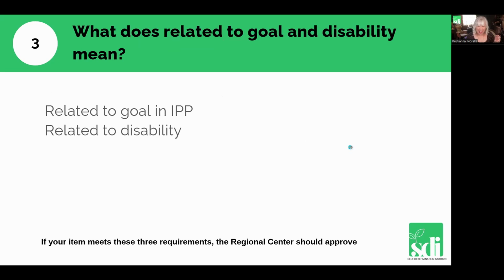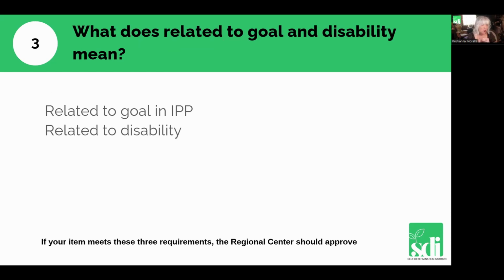Okay. And the third thing they have to check, and you're going to get to the point where you're going to check these in your mind as you're doing your spending plan all the time: what does related to goal and disability mean? In order to be on your spending plan, it has to be related to a goal in your IPP. We're going to go back to person-centered plan. Remember, person-centered plans are not required, but we highly recommend them because they are going to inform your individual program plan.